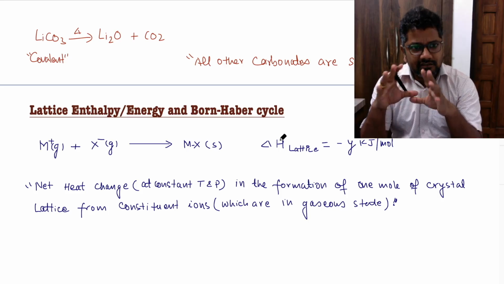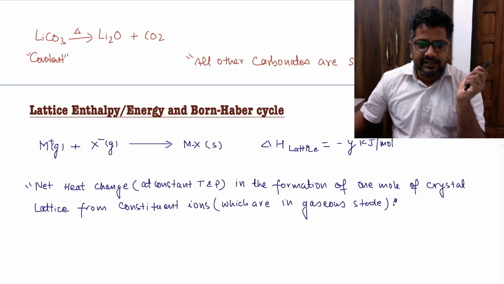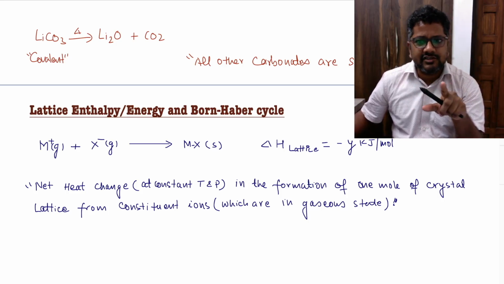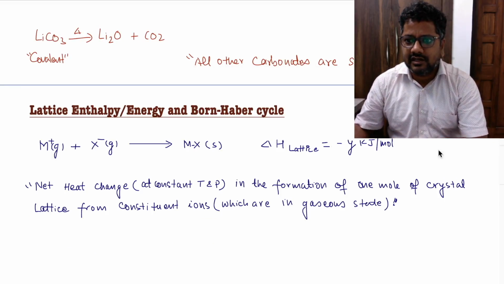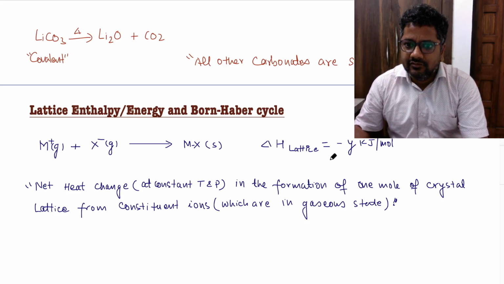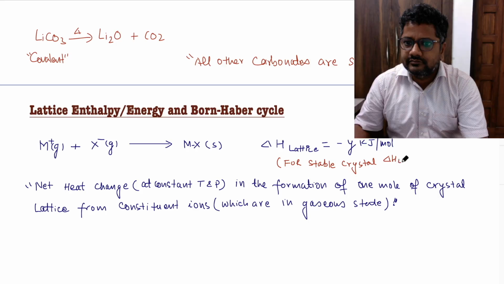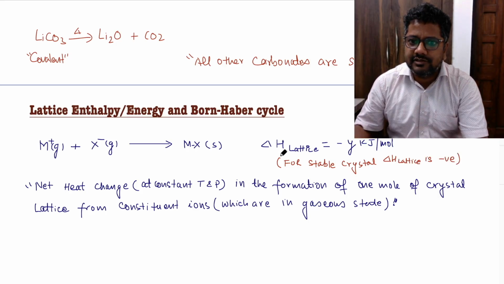When lattice enthalpy is given, I will give you a data table, and that will clearly indicate that lattice enthalpy for a stable crystal is always negative, right? See here, the free energy of hydration and the lattice energy in kilojoules per mole. All these are lattice enthalpies. So for a stable crystal, delta H lattice is negative, right? Not positive.